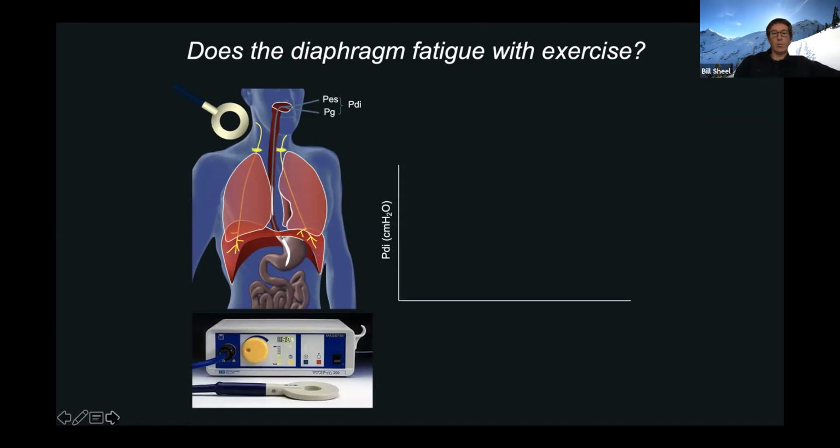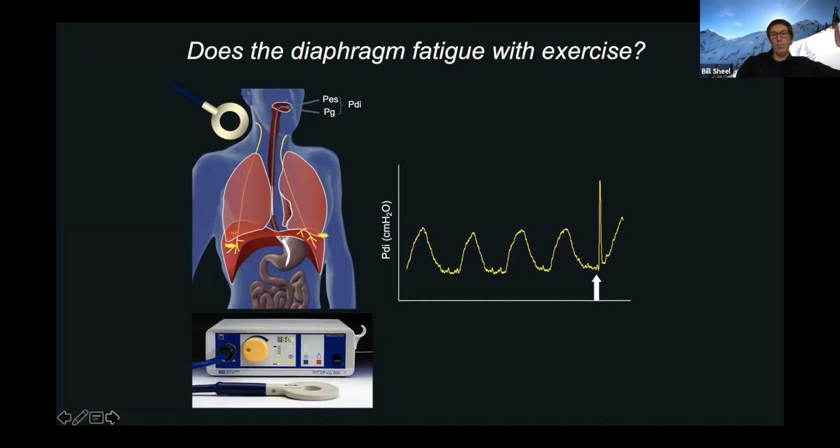And so it looks a bit like this, where the subject's breathing in and out. And then we deliver the one stimulus, and you get a change in PDI, or the pressure generating capacity of the diaphragm. And so that's your measure of strength or pressure generating capacity. So you measure that before and you measure it afterwards. And if you have a reduction in that PDI twitch, then you can be somewhat confident, provided you're stimulating the same way both times, that there's some degree of fatigue.